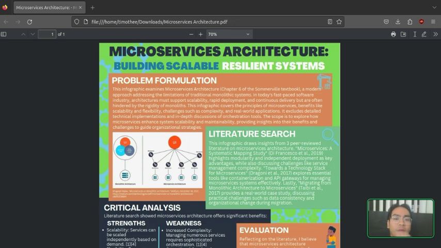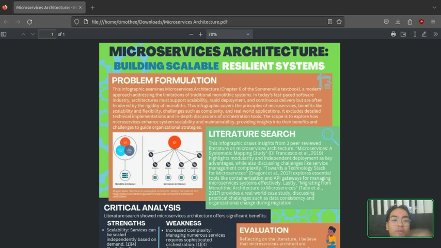Well, this infographic addresses microservice architecture from Chapter 6 of the Sommerville textbook, a modern approach addressing the limitations of traditional monolithic systems. In today's fast-paced software industry, architectures must support scalability, rapid deployment, and continuous delivery, but are often hindered by the rigidity of monoliths.